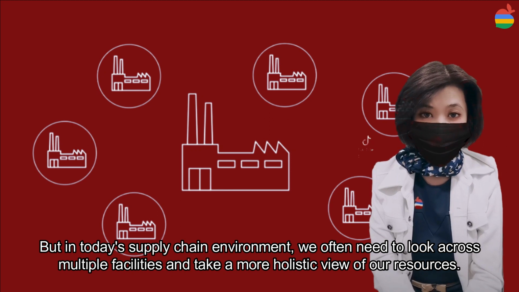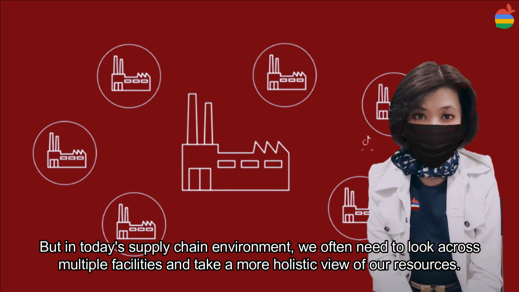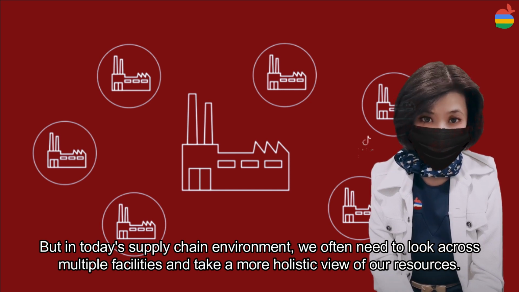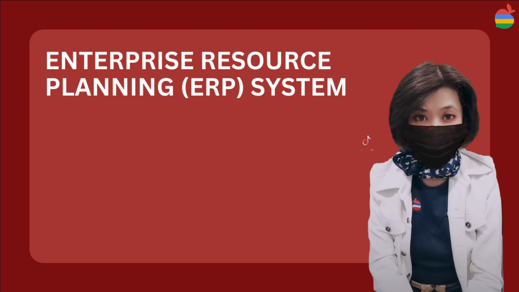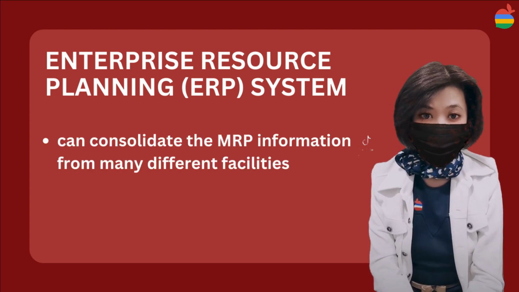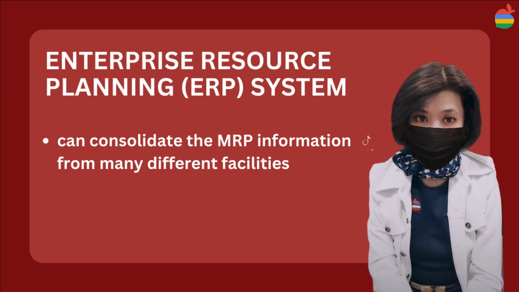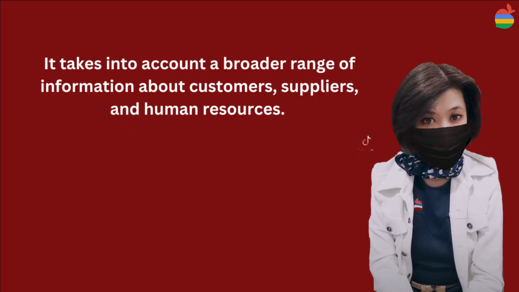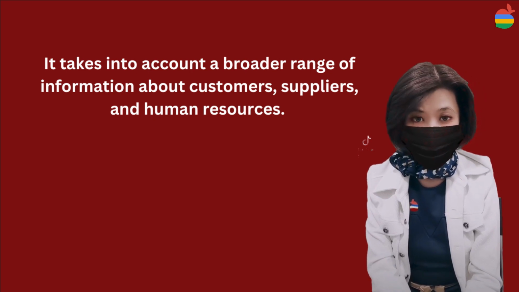MRP was really designed to create production plans for a single factory. In today's supply chain environment, we often need to look across multiple facilities and take a more holistic view of our resources. An enterprise resource planning system, or ERP, can consolidate the MRP information from many different facilities. It is like an MRP, only bigger. It takes into account a broader range of information about customers, suppliers, and human resources.